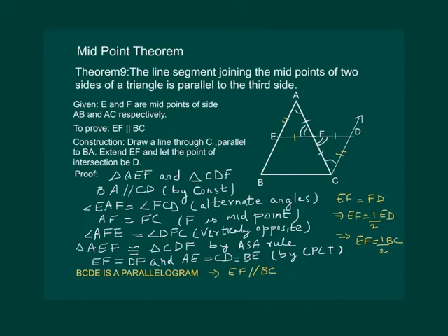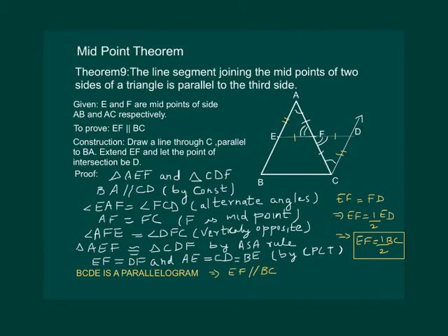This brings us to the conclusion that the line segment joining the midpoint of two sides of a triangle is parallel to the third side and is half of it.